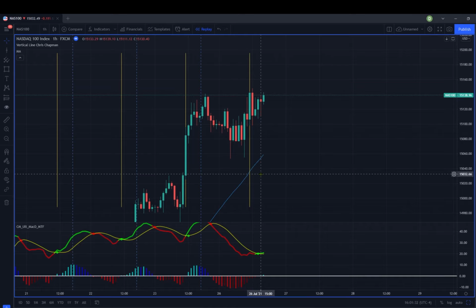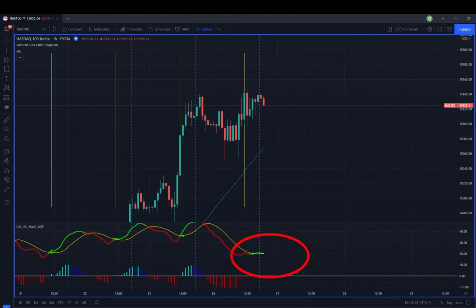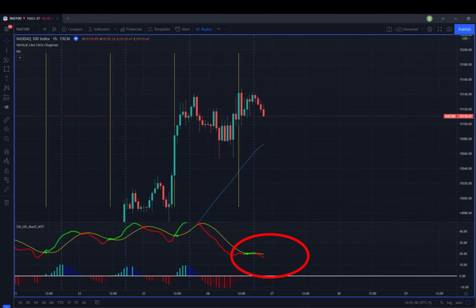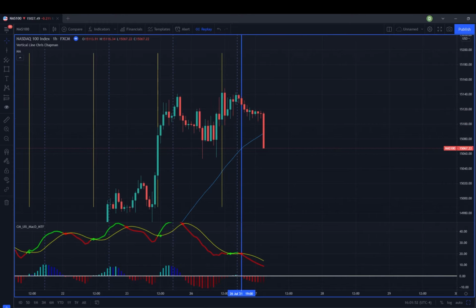As I am watching price, I wait for the MACD line to cross to give me a signal to look for. As I watch the MACD cross to give me a sell setup, I quickly switch over to the 15-minute time frame and wait to see what price does in the killzone time for Nasdaq.